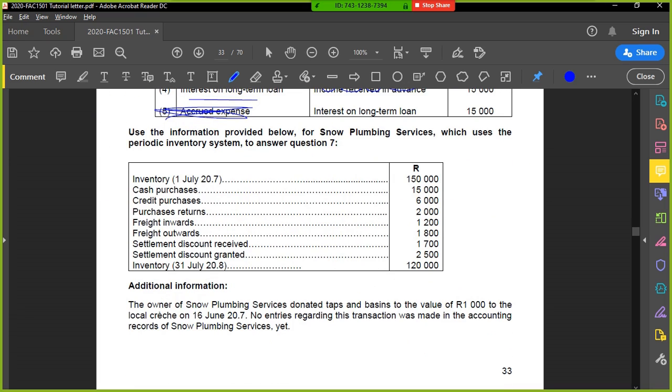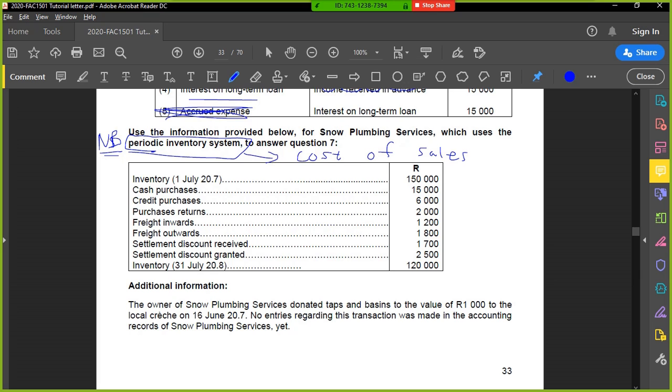Use the accounting information, Snow Plumbing Services, periodic system. That's important. Do you know what the system is? I think there's no inventory, there's purchases. Good, and what else? There's no cost of sales. There is cost of sales, but how do you get it? Oh, at the end, I think you have to do a stock take. Very good. You've got it. Cost of sales calculation.